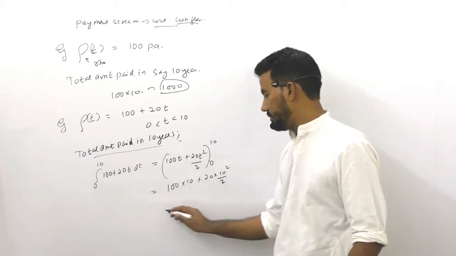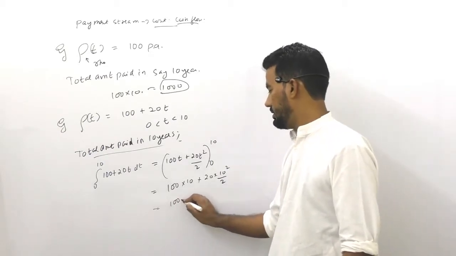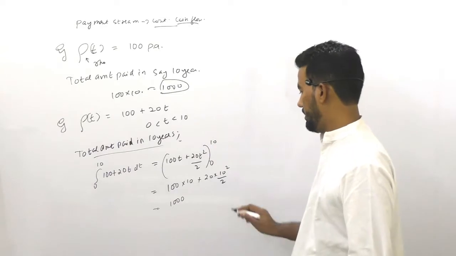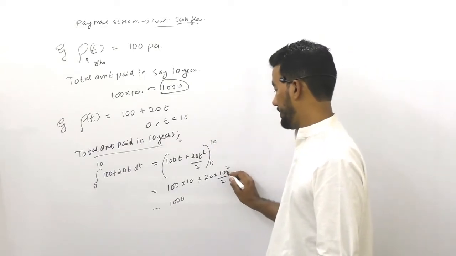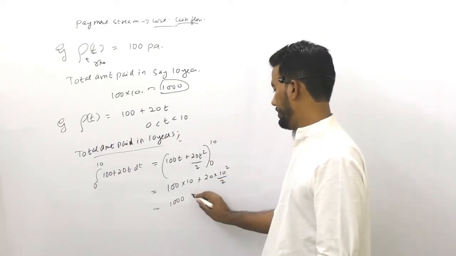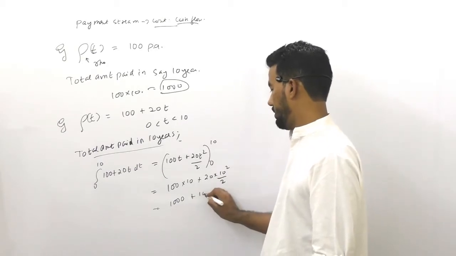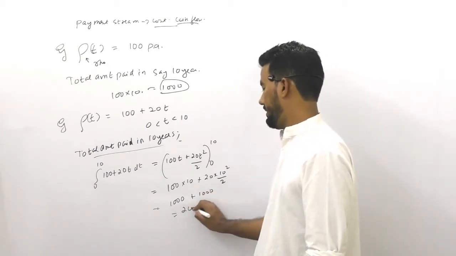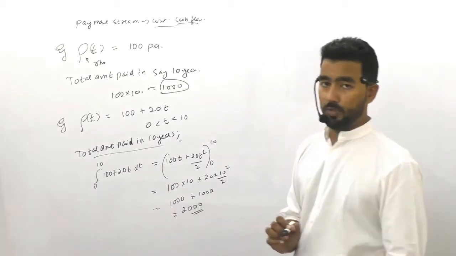When you put 0 it becomes 0. So this is 100 into 10, that is 1000. 10 square is 100, and 20 by 2 is 10, so 10 into 100 is again 1000. So the total amount paid in 10 years is rupees 2000.